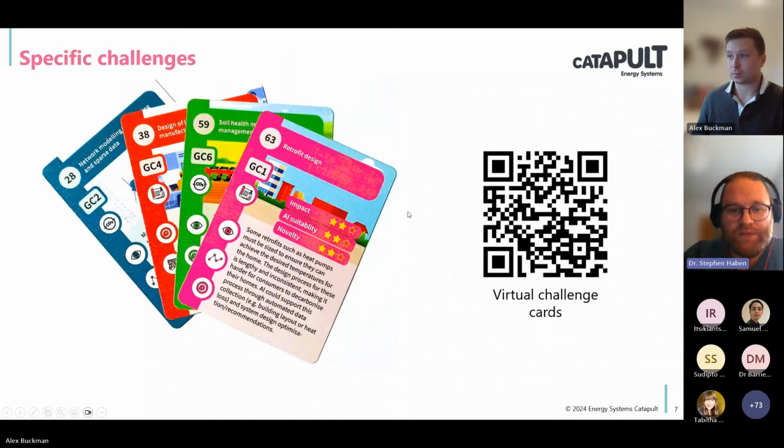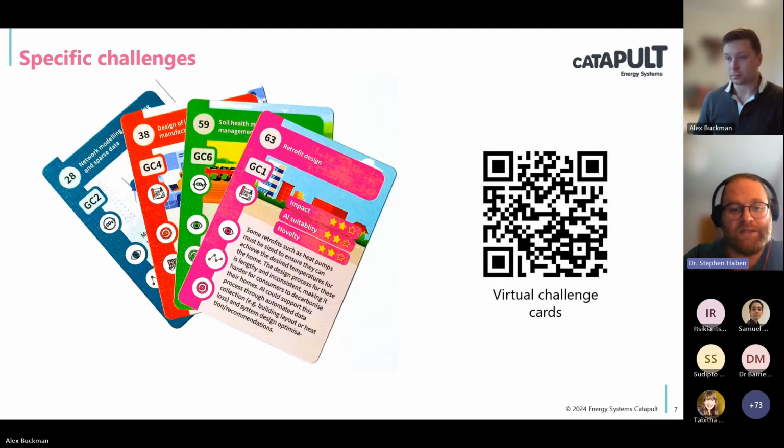The final thing I really want to talk about here was some specific, well-defined challenges we've also identified. So we've created these cards, and there are virtual challenge cards if you want to follow the QR code there. These link to, and I think it's in the chat as well. These are very key challenges where we think AI can make some real inroads in all those 4 sectors we mentioned before.